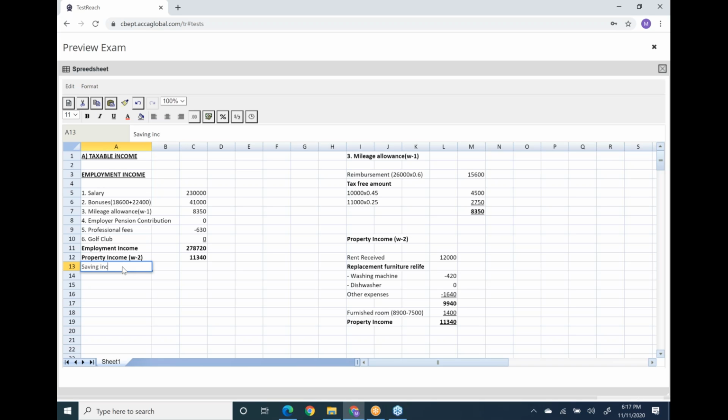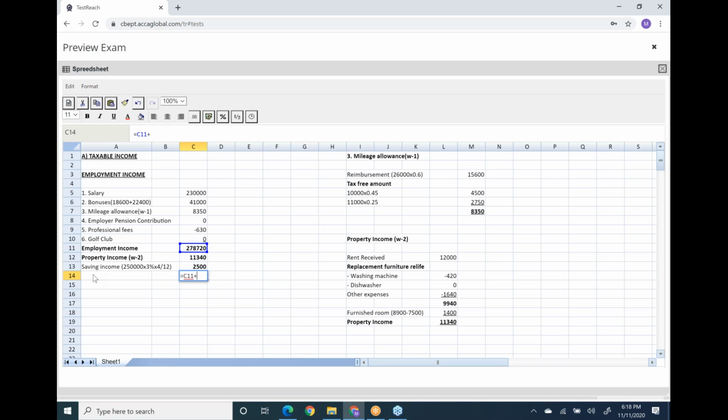See the working, please. This is 4 upon 12 because of 4 months. So 250,000, see the formula, times 3%, or we can write 0.03, times 4 upon 12. Okay, so this is your interest income. Now we have done everything.